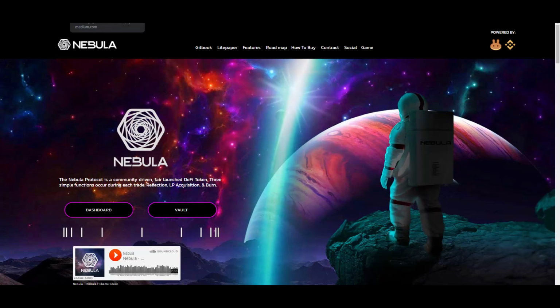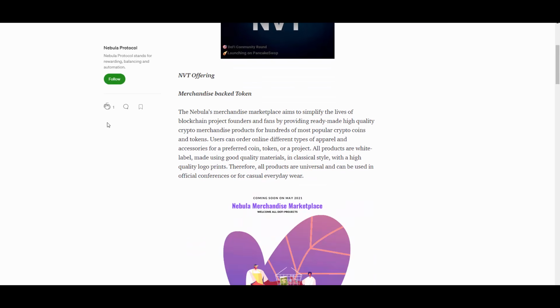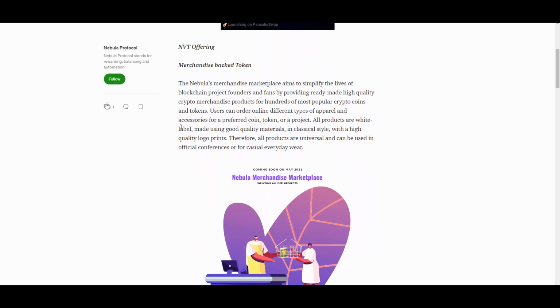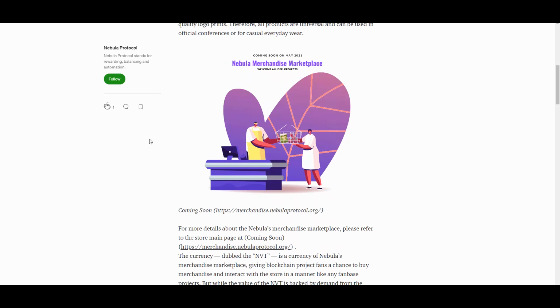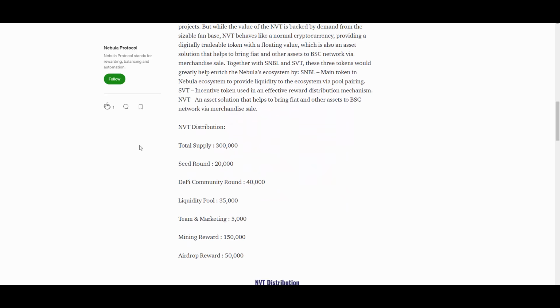But what we're going to focus on is the actual NVT token. As you can see, NVT is a merchandise-backed token. The Nebula merchandise marketplace aims to simplify the lives of blockchain project founders and funds by providing ready-made high-quality crypto merchandise products for hundreds of the most popular crypto coins and tokens. Users can order online different types of apparel and accessories for a preferred coin, token, or project. All products are white label, made using good quality materials in classical style with high quality logo prints. Therefore, all products are universal and can be used in official conferences or for casual everyday wear. So that's great.